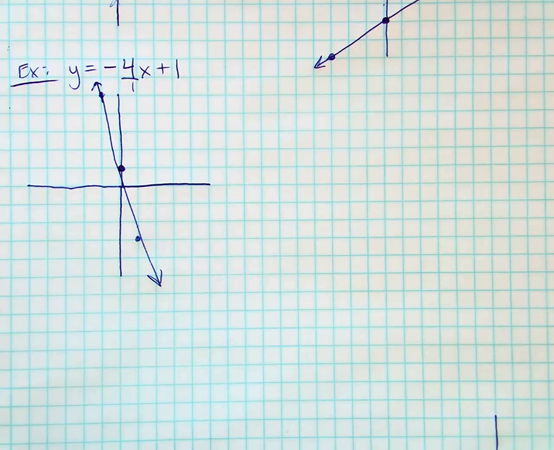So you just have to be very careful. If it's a whole number, it is over 1. If it's negative, only one of the two movements, up and down or left and right, only one of those can be negative as you place your next point.